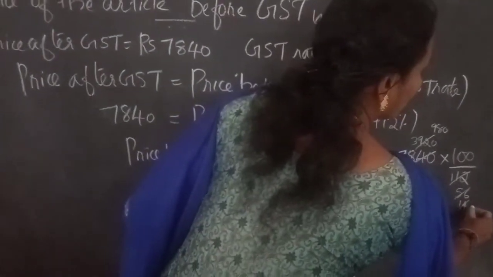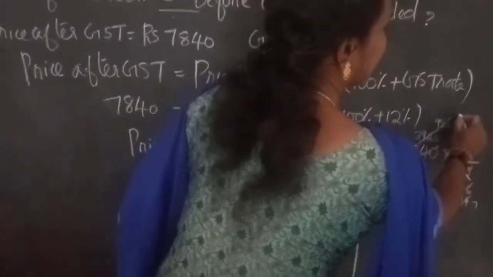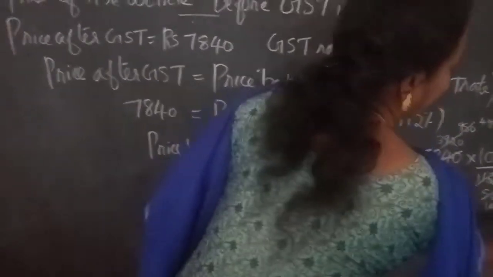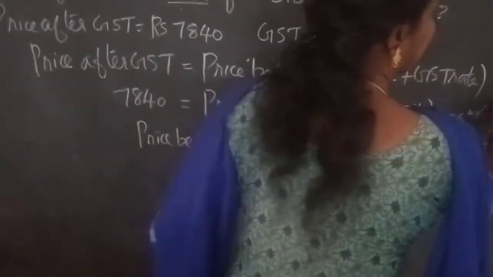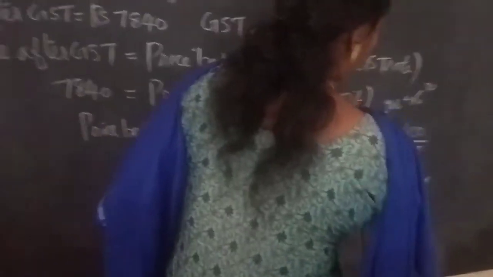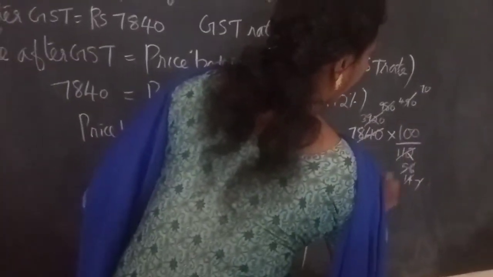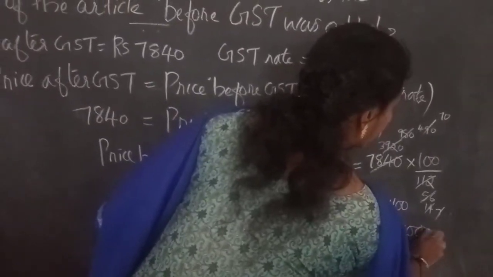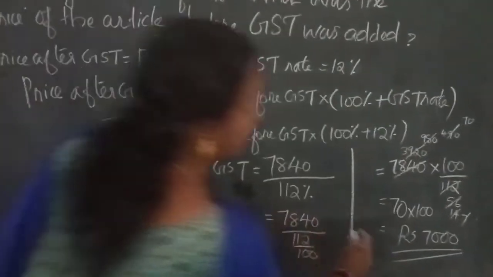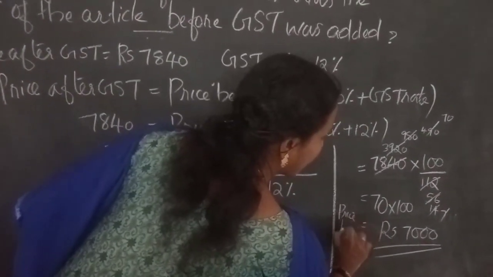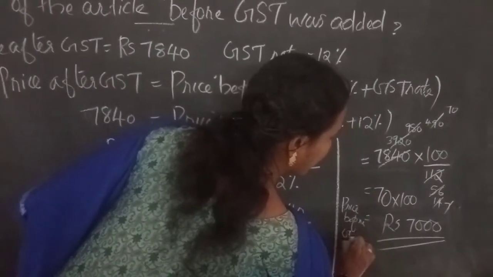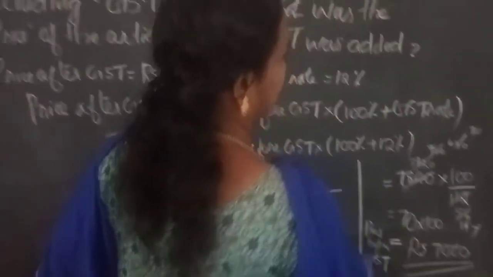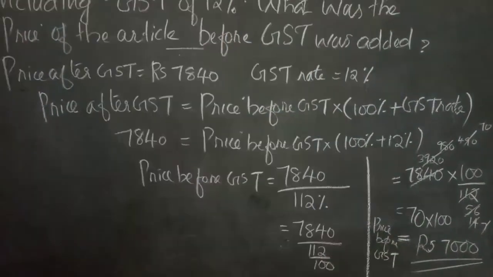Again, by using 2, 7 2s are 14. Here 4 2s are 8. 9 2s are 18. Put 0. Again 7 7s are 49. Put 0. So 70 into 100, so rupees 7,000. So you have to find price before GST. Okay. So price before GST is equal to rupees 7,000.